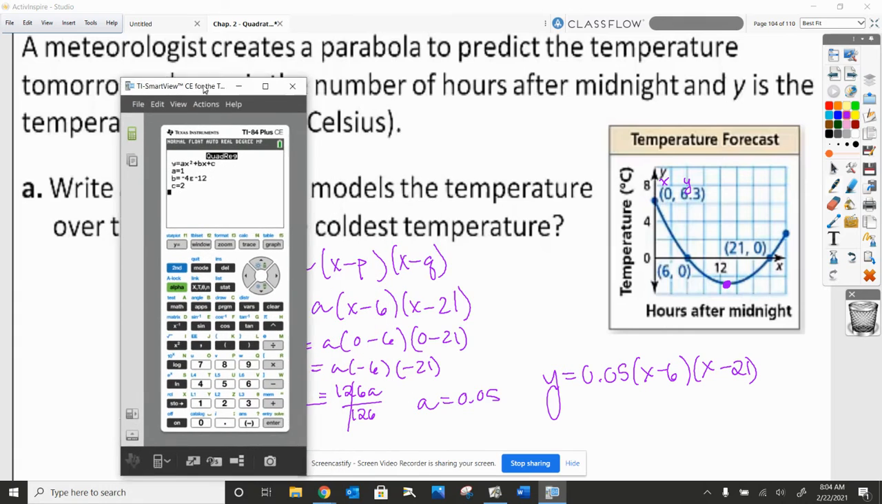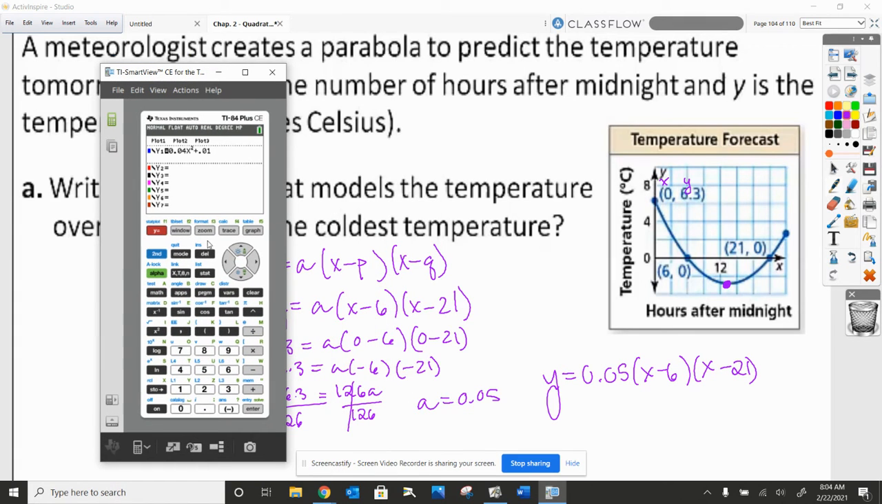We're going to plug this function into our calculator, just as it is: 0.05 times (x minus 6), and then (x minus 21). I'm going to do a Zoom 6 because I don't know what was graphed before this. And I see it, but I don't see all of it. Notice one of my x-intercepts is 21.